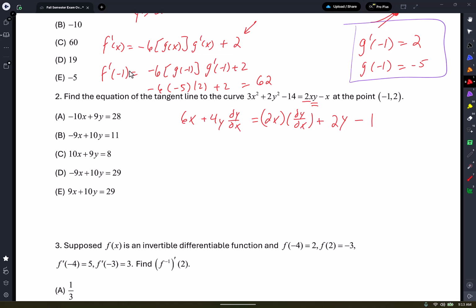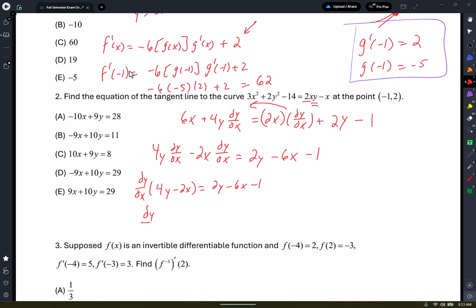Now it just turns into algebra, just algebra. So I'm going to move the 2x dy/dx to the left, and I'm going to move the 6x to the right. So 4y dy/dx minus 2x dy/dx equals, let's see, I'm going to write the 2y first because it's positive, and then I'm going to write minus 6x minus 1. It's okay if you write -6x plus 2y. It's the same thing. Now I'm going to factor out a dy/dx: (4y minus 2x) equals 2y minus 6x minus 1.